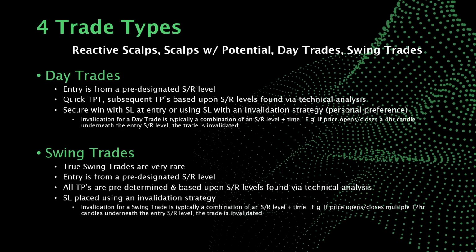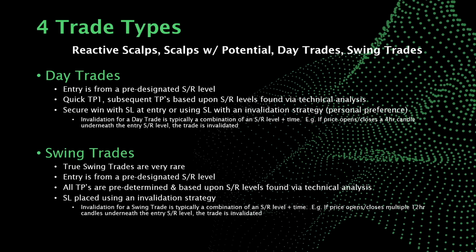An invalidation strategy, very similar to a day trade, just adjusting the time frame. Again, with a swing trade, I like to see if we have a full 12-hour or a daily candle close underneath the SR level from which we entered, the trade's invalidated. Now, why do I use these time frames? Because it takes the aspect of wicks out of the equation.